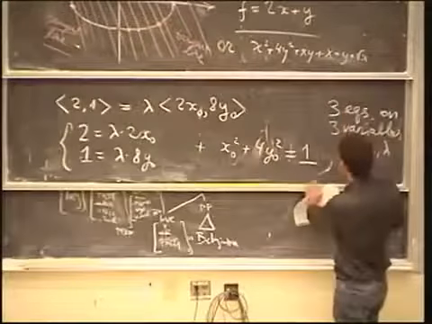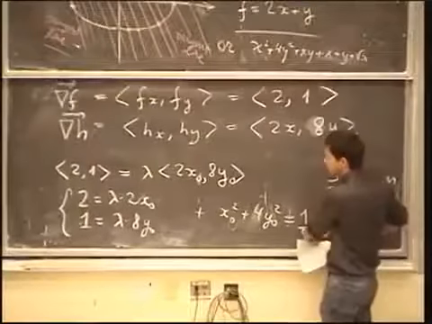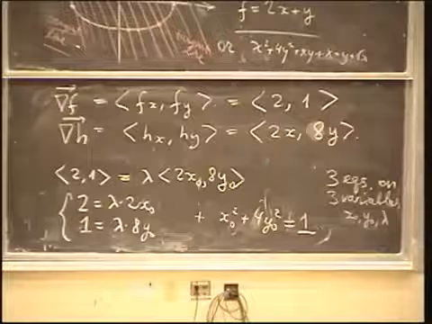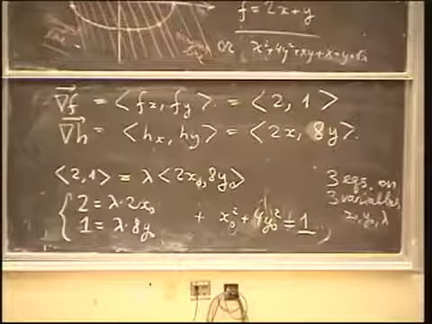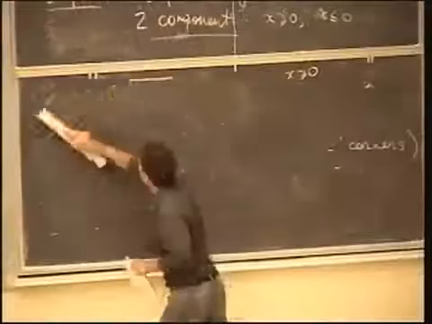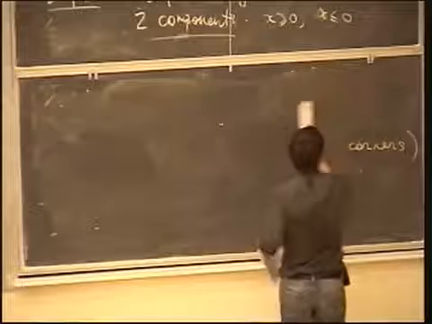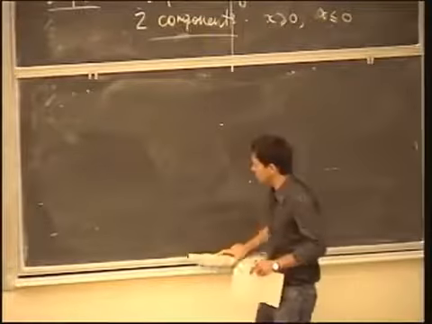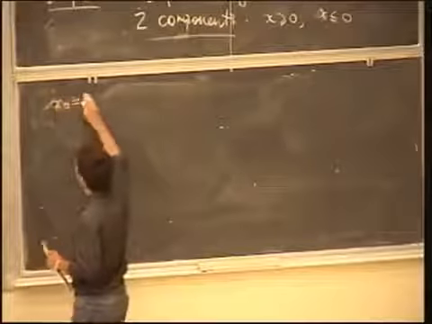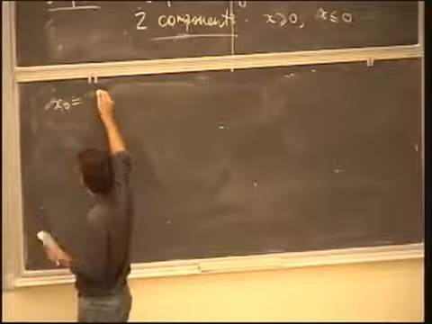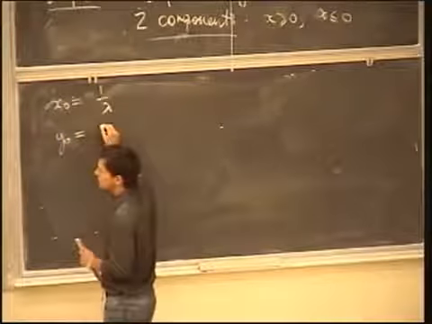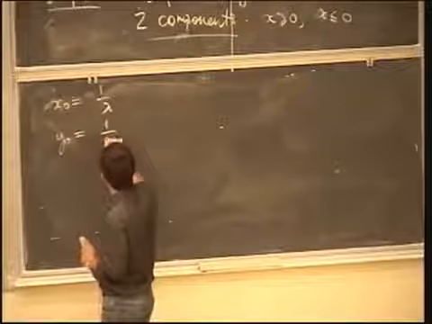Let's find the solution. So first, we can express x0 and y0 in terms of lambda. And then we can substitute x0 and y0 into the third equation, and we'll get one equation on lambda. So that's the simplest way to solve it. So from the first equation, we find that x0 is 1 over lambda, right? From the second equation, we find that y0 is 1 over 8 lambda.